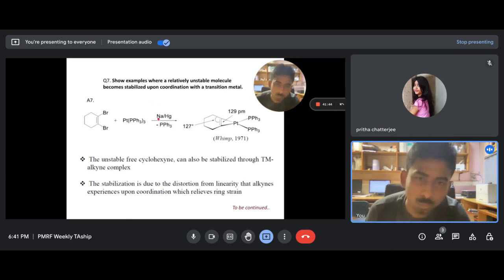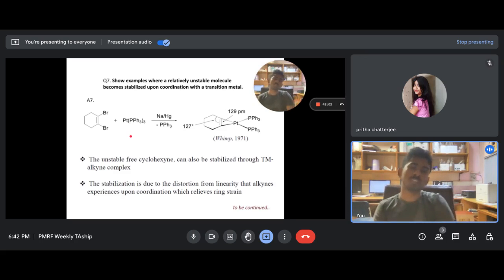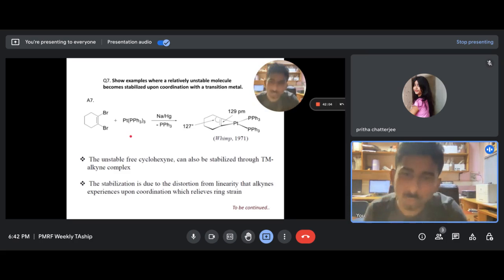So here what happens is the sodium amalgam acts as a reducing agent. The sodium takes up the bromine atom to form sodium bromide, so this bond will rupture, and this bond will be broken to again eliminate another sodium bromide moiety. So two molecules of NaBr will be eliminated. That's when this compound is formed as cyclohexyne.